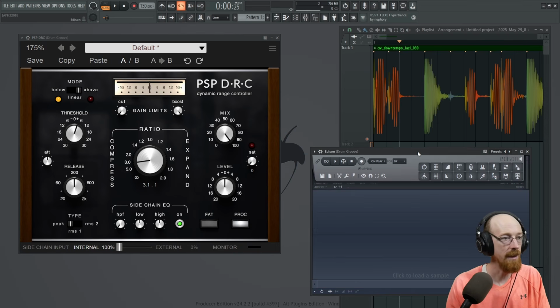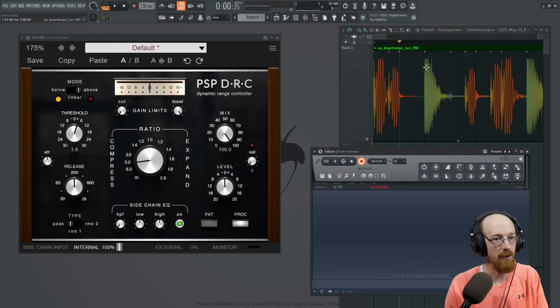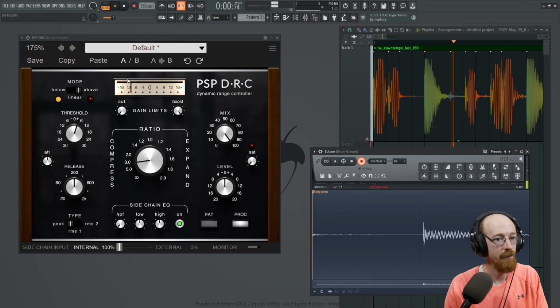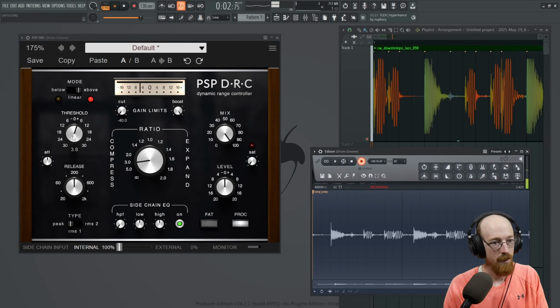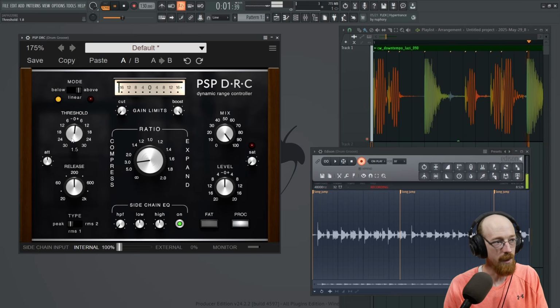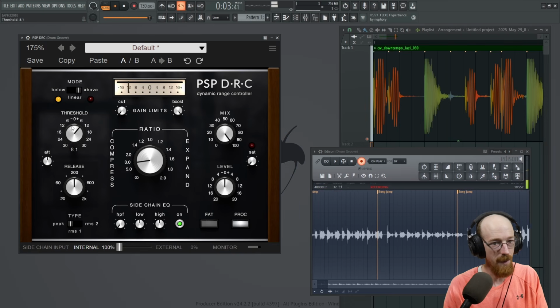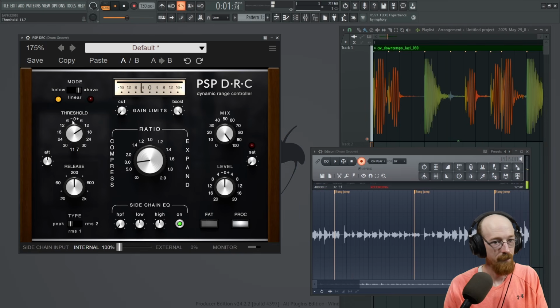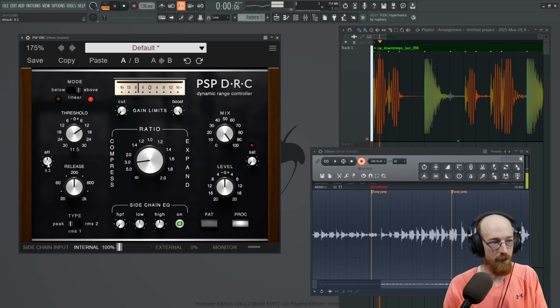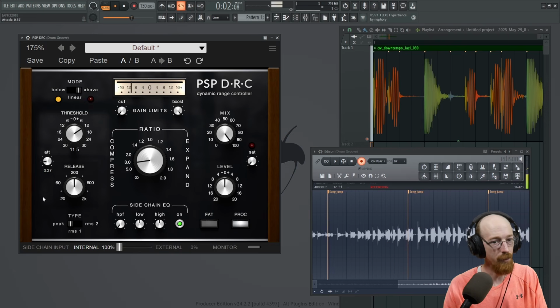Let's go ahead and delete this. We'll hit record again, and we'll find a nice threshold that goes after these peaks and brings them down maybe to the level of this one. So as we lower the threshold, more is above it. So as you bring it up, it'll affect less. Maybe we don't want those attacks. Maybe we want it pretty squashed.